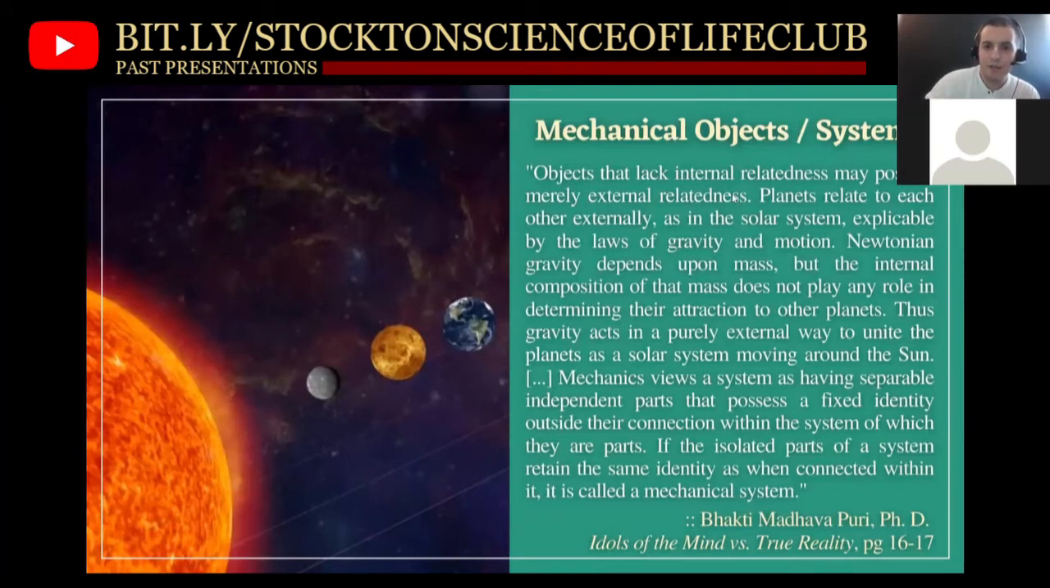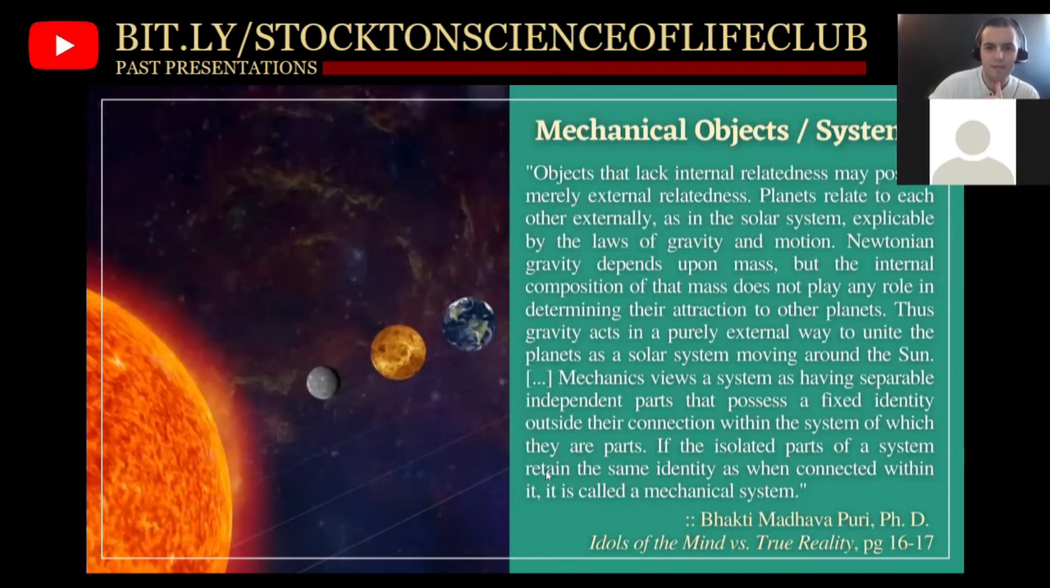Objects that lack internal relatedness may possess merely external relatedness. Planets relate to each other externally, as in the solar system, explicable by the laws of gravity and motion. Newtonian gravity depends upon mass, but the internal composition of that mass does not play any role in determining their attraction to other planets. Thus, gravity acts in a purely external way to unite the planets as a solar system moving around the sun. Mechanics views a system as having separable independent parts that possess a fixed identity outside their connection with the system of which they are parts.